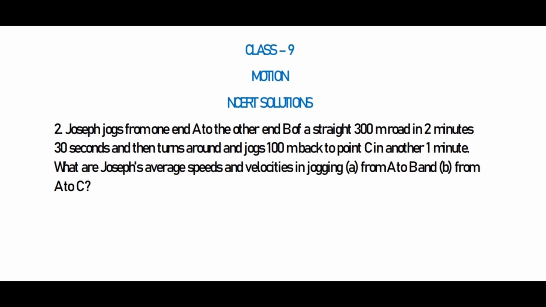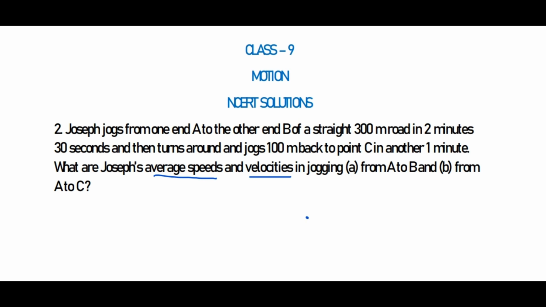Coming to the second problem. Joseph jogs from one end A to the other end B of a straight 300-meter road in 2 minutes 30 seconds and then turns around and jogs 100 meter back to point C in another 1 minute. What are the average speeds and velocities in jogging from A to B and from A to C? We can imagine this situation as shown.